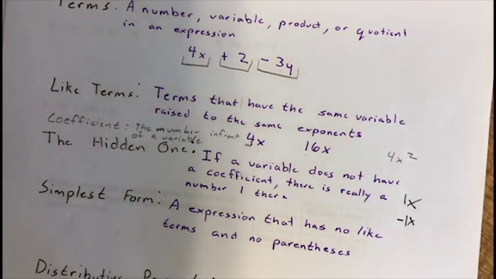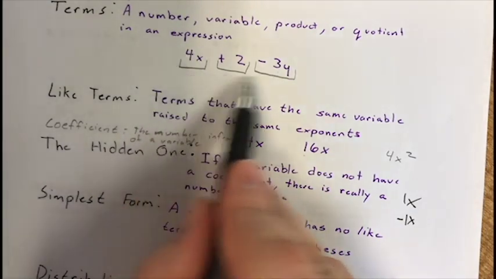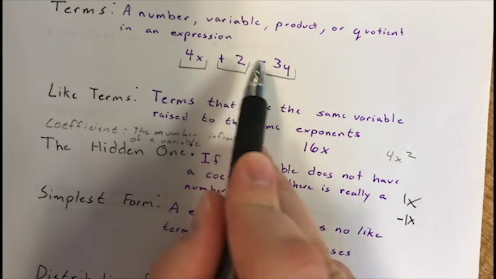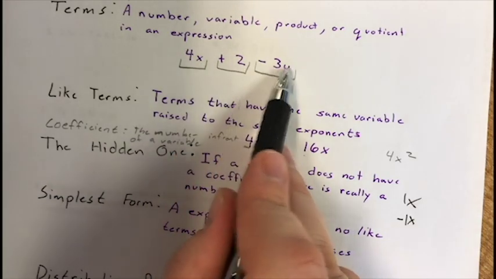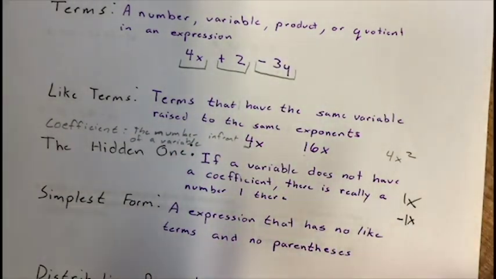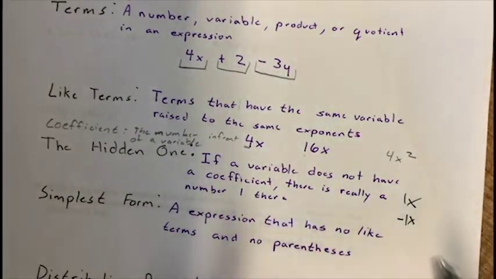All right, so this is something that a lot of people ask me about. What does it mean to be simplified? So let's explain this. It says an expression that has no like terms and no parentheses. So a good example of this would be this right here. Here's my expression, 4x plus 2 minus 3y. None of these have like terms because all of them are different variables. And there's no parentheses here. This is a simplified expression.